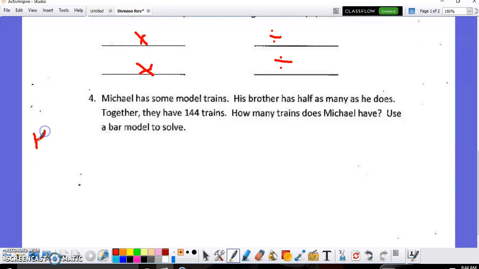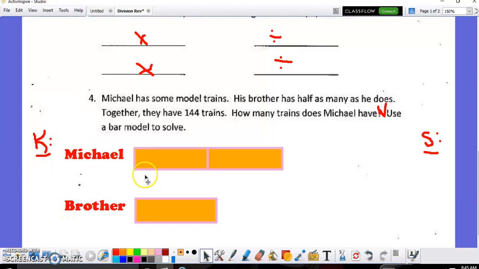A KWS chart: what do you know? What do you want to know? How many trains Michelle has, and how can you solve it? A multiplication, or in this case, division number sentence that will help you solve. So, first I need to type in what I know. And the second strategy is use a bar model that looks like the one I've drawn here.